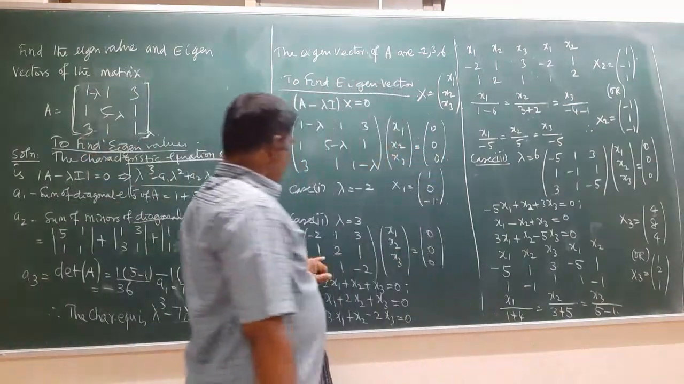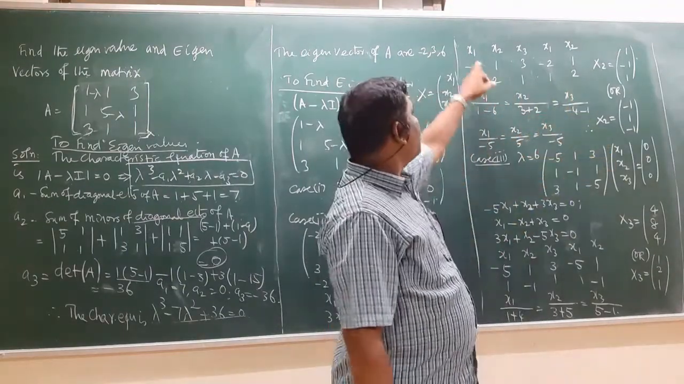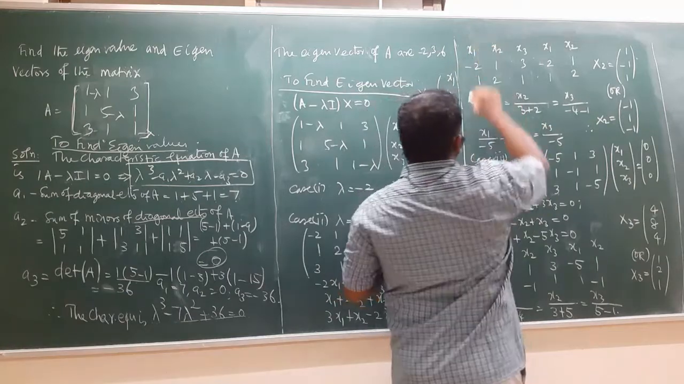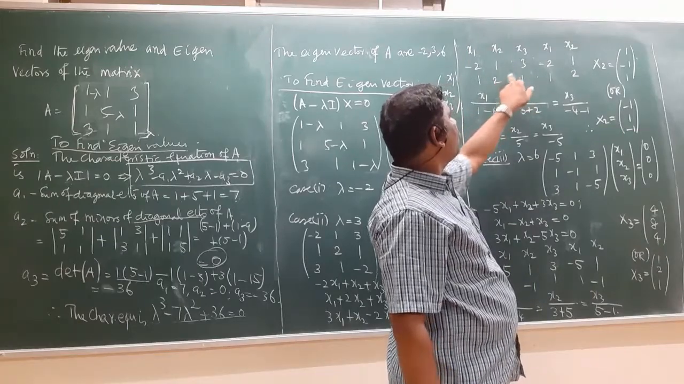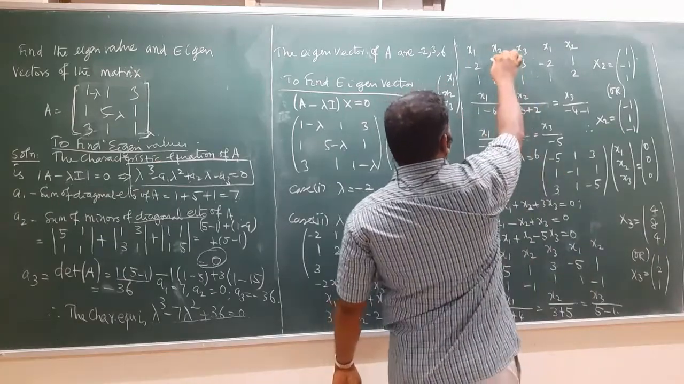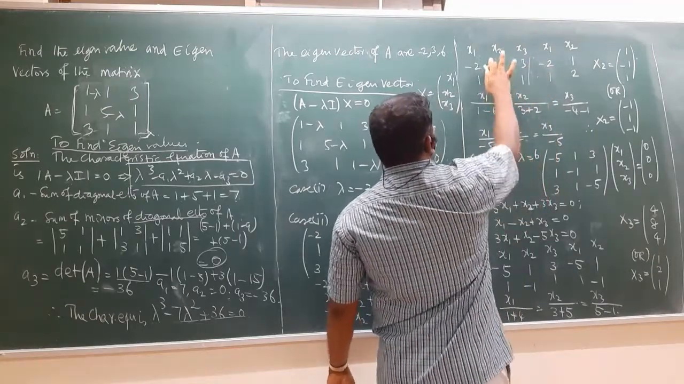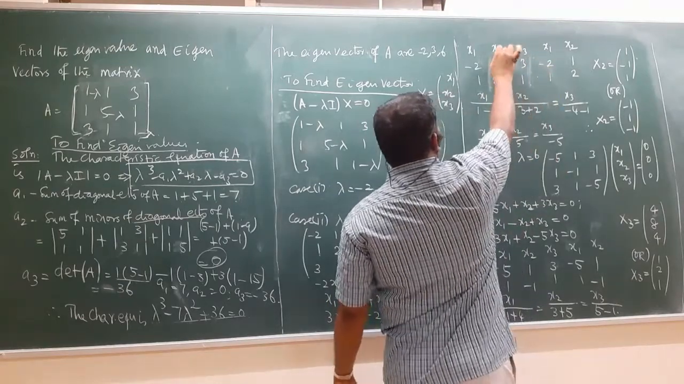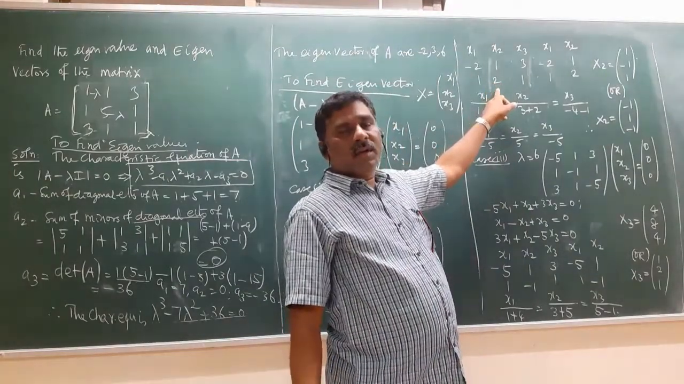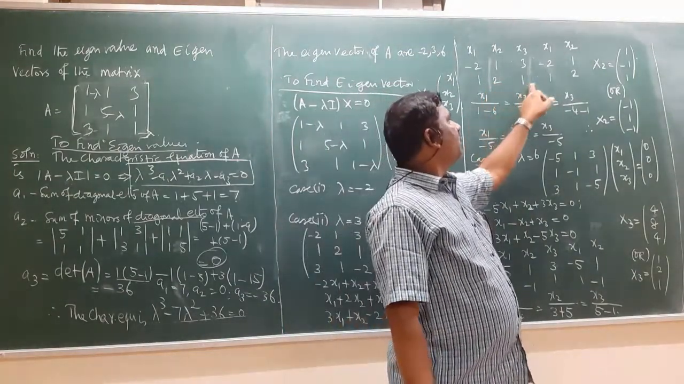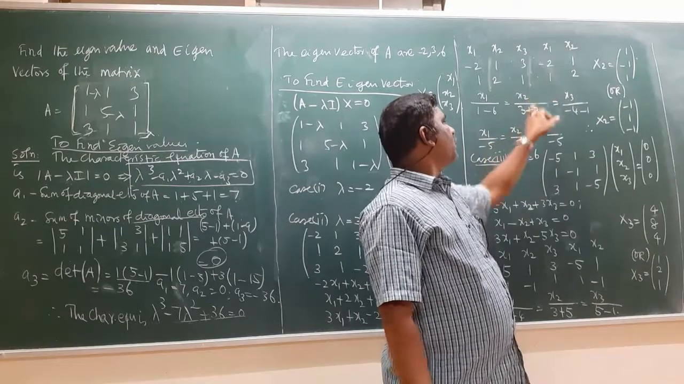So the second row is 1, 2, 1. Once again write 1, 2. To find x1, you strike out the x1 value. Then you find the determinant of the next 2 columns. So the next 2 columns give 1 minus 6. Similarly, to find the x2 value, leave the respective column. You find the determinant of the next 2 columns. That is 3 minus 2, 1, 1. That means 3 plus 2.